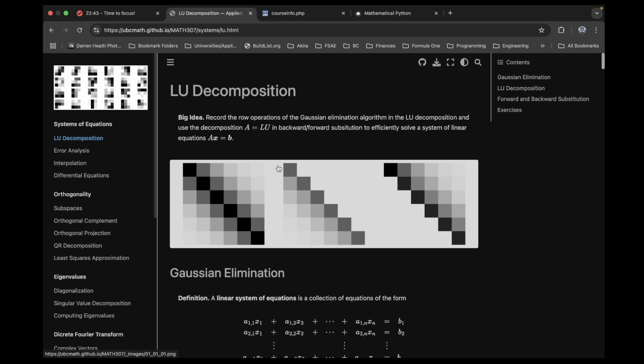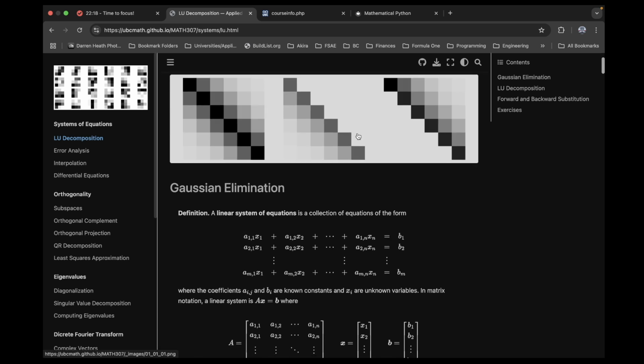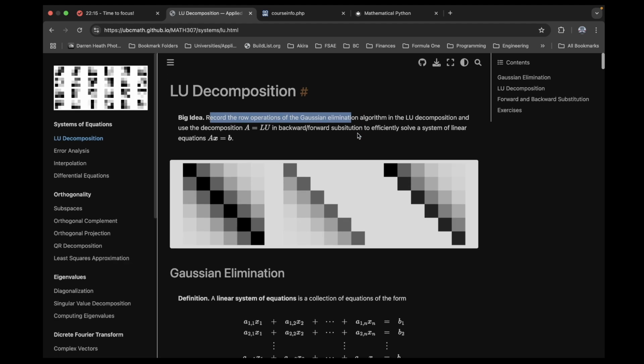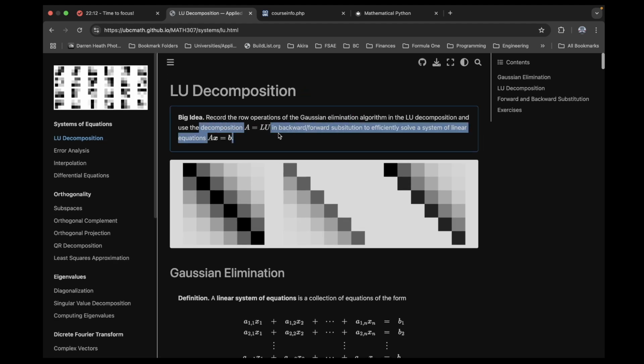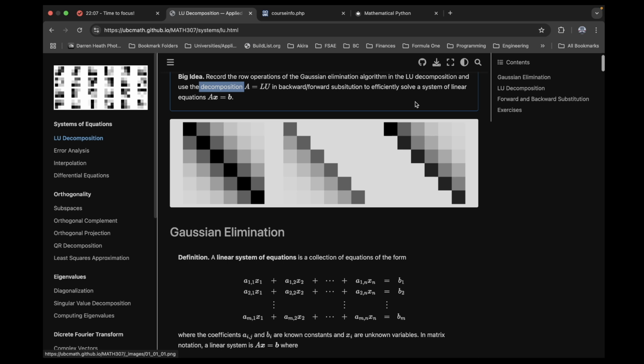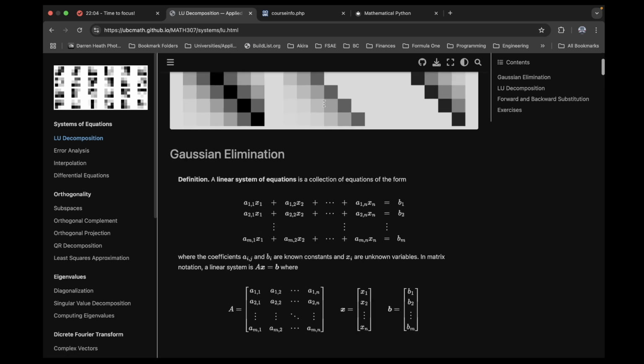All right, LU decomposition. Big idea: record the row operations of the Gaussian elimination algorithm in the LU decomposition, and use the decomposition A equals LU in backward and forward substitution to efficiently solve a system of linear equations Ax equals b. Okay, still don't really understand decomposition. So we want to efficiently solve a system of linear equations. Okay.